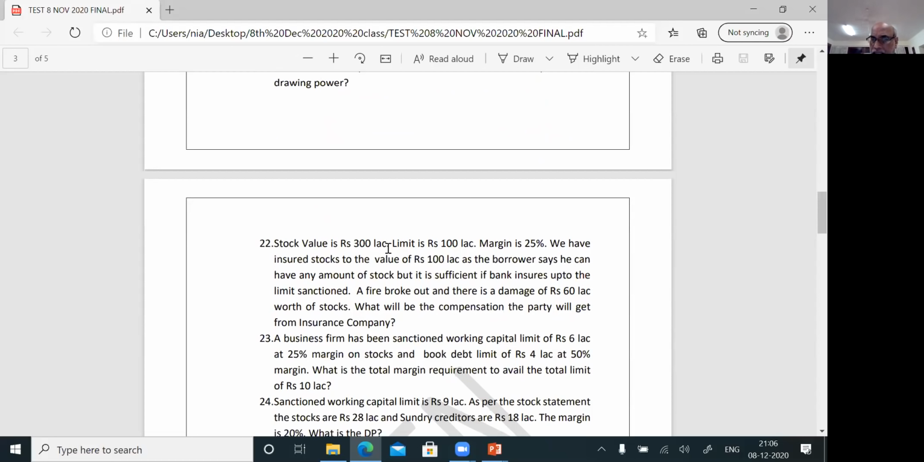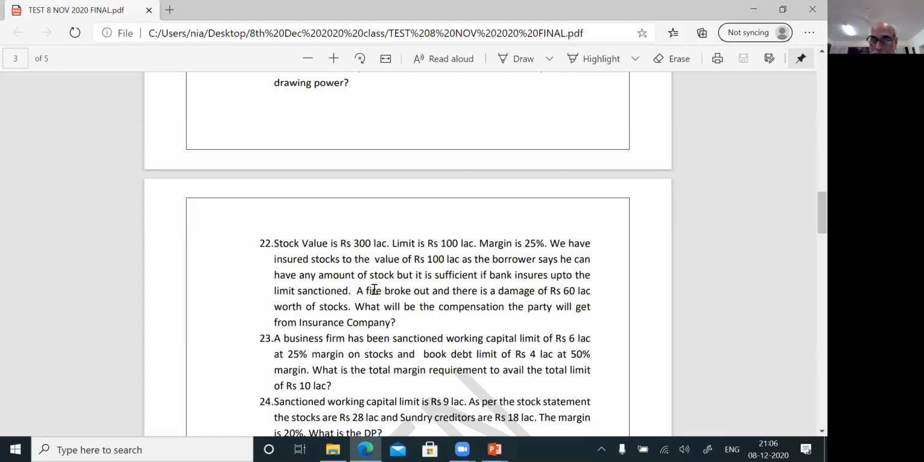Stock value is 300 lakhs. Limit is 100 lakhs. Margin is 25%. We have insured the stock to the value of 100 lakhs. What is the stock value? 300. But how much have you insured? Only 100. The borrower says he can have any amount of stock, but it is sufficient if the bank insures up to the limit sanctioned. Why should I insure for the entire 300 lakhs? You have given me only 100 lakhs. You insure only to that extent. You don't debit the insurance to my account, the borrower says.